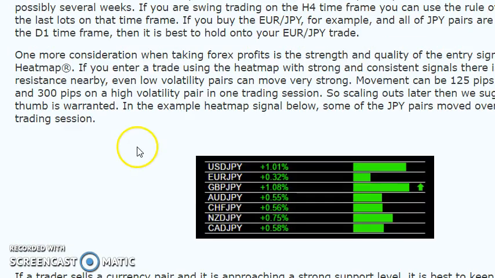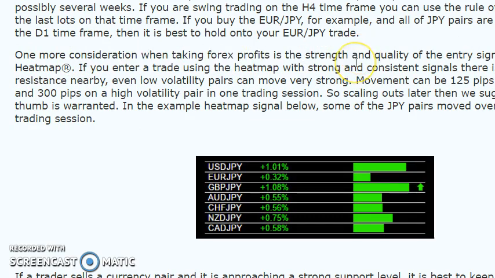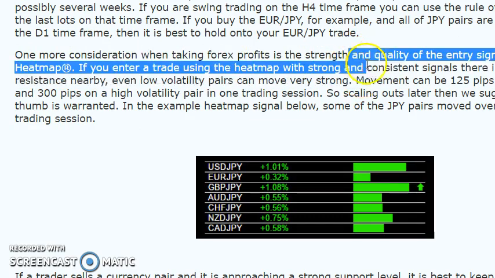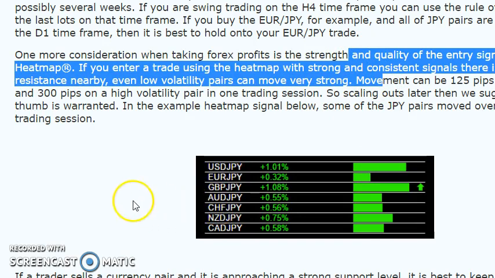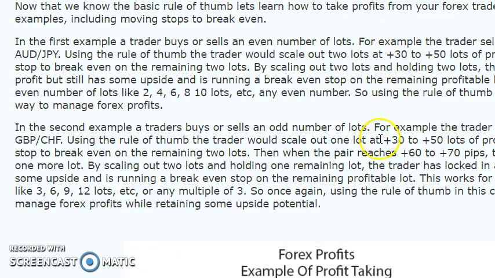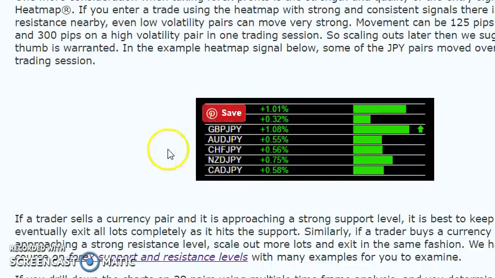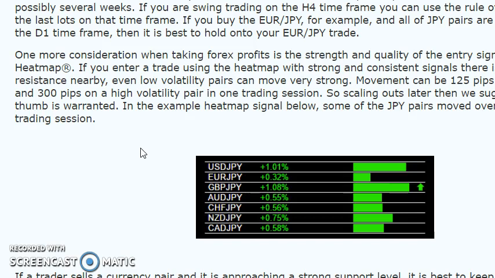You're trying to decide if you want to continue to hold those lots. One more consideration when taking profits is the entry signals. This is an example on the Forex heat map right here. These are strong signals. Let's say you bought the pound yen. Well, the pound yen is moving up 1%. That could be about 150 pips. You may want to wait until you get up closer to 100 pips before scaling out your first lot. It depends on the volatility of the pair. Other pairs are not quite as volatile.